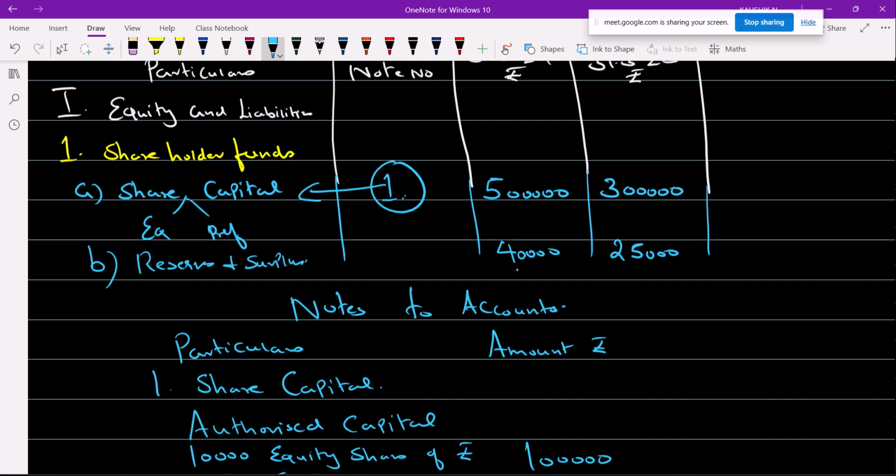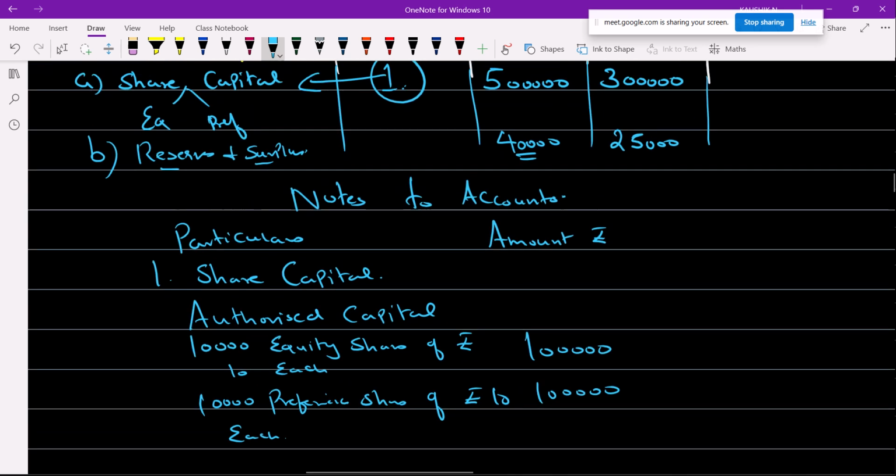Now, what does this 40,000 rupees consist of? The breakup of this 40,000 rupees, because there are reserves and there is surplus. Whether this 40,000 belongs to reserves, or only to surplus, or to both categories, how much is for reserve, how much is for surplus, and what those reserves and that surplus are, you will be able to locate everything only when you check your notes to account. So for your understanding, I'm just going to record here. Okay, notes to account.